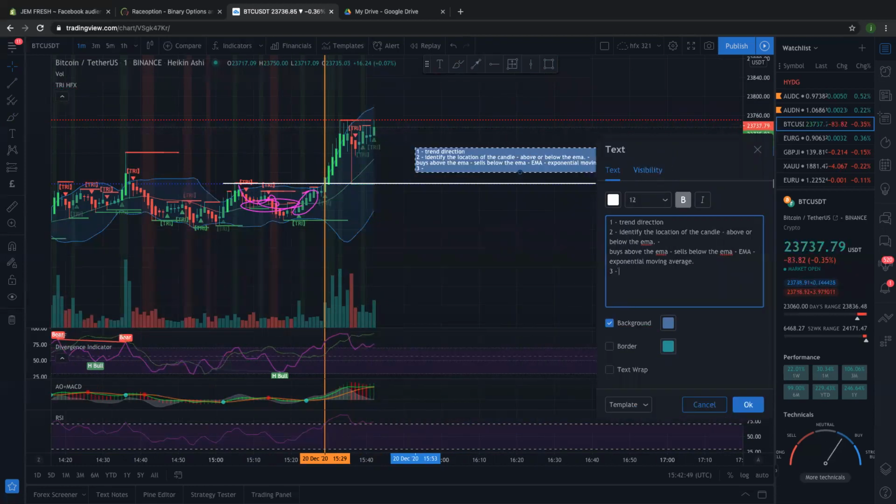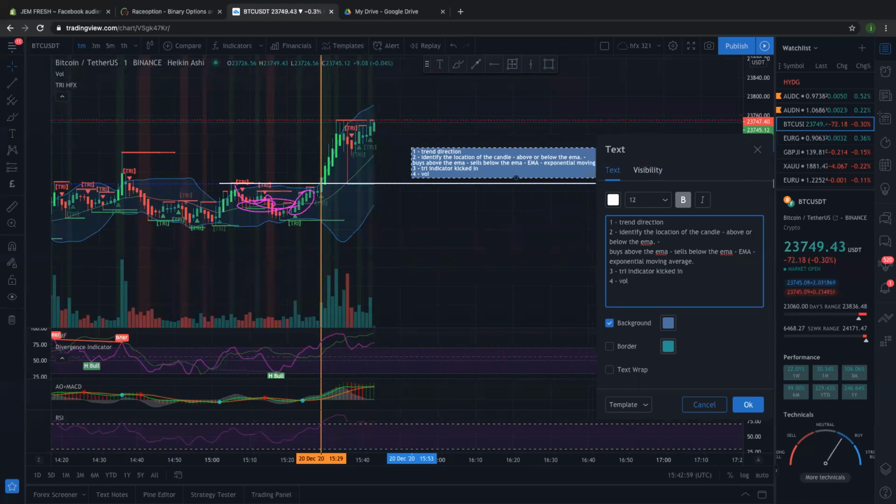Number 3 would be: has the trend indicator kicked in? Number 4, volume bars. These are the volume bars at the bottom. Volume bars mean how many people are either selling or buying at that current point.